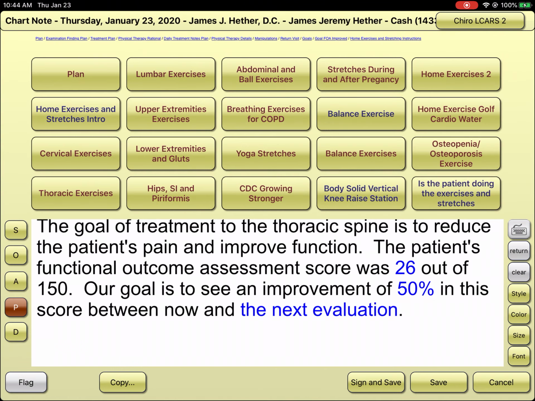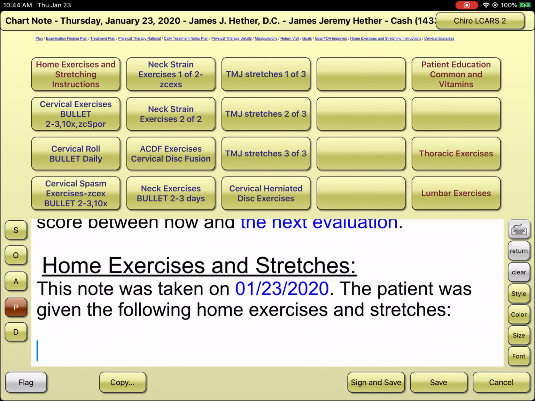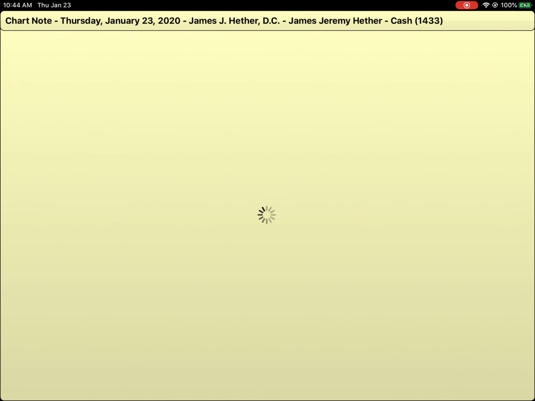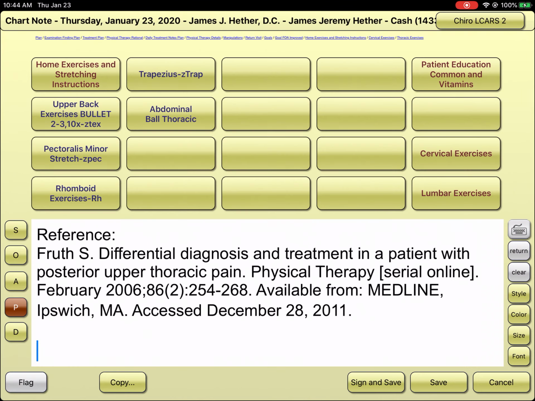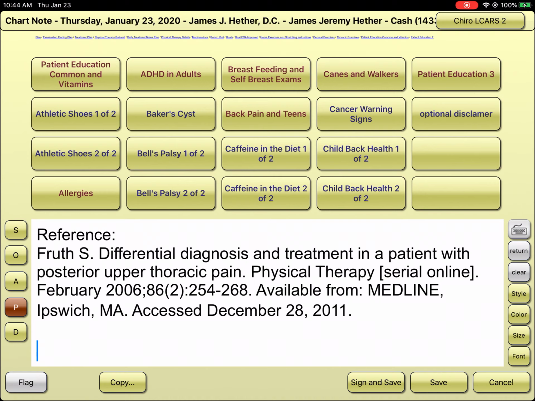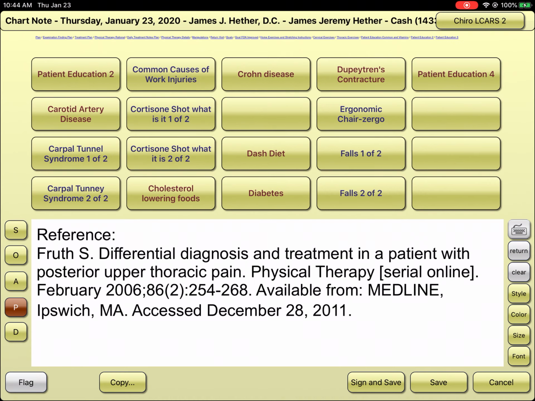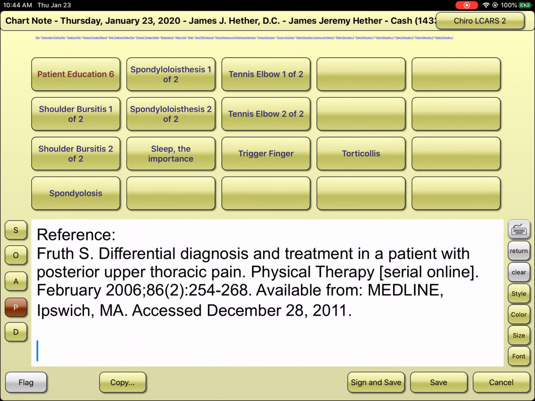From there, under home exercises, we want to introduce home exercises. We want to give them some cervical exercises for muscle spasms. And also for the thoracic, we'll give them some upper dorsal exercises. From there, we can do some patient education, how to avoid back pain, arthritis, or we can go under details regarding, I don't know, risk of caffeine, carpal tunnel, whatever other educational stuff we want to mention for the patient, we can add that at that time.